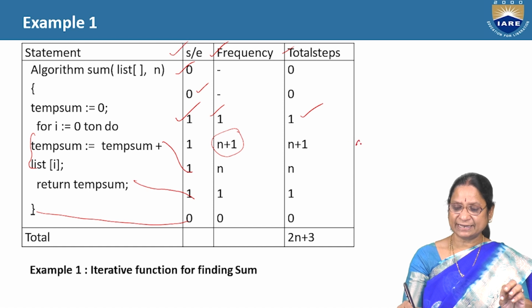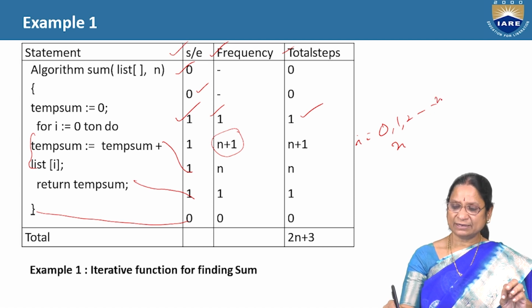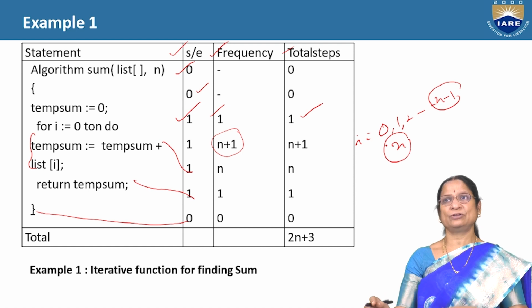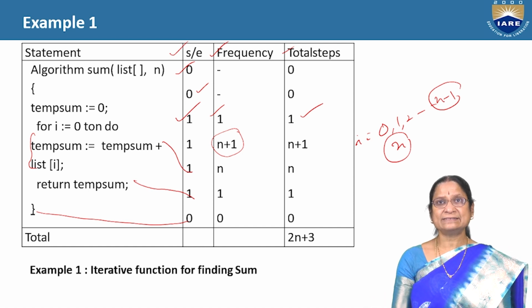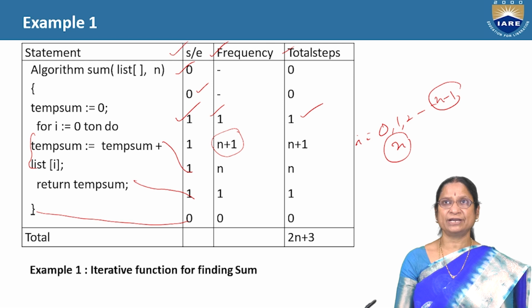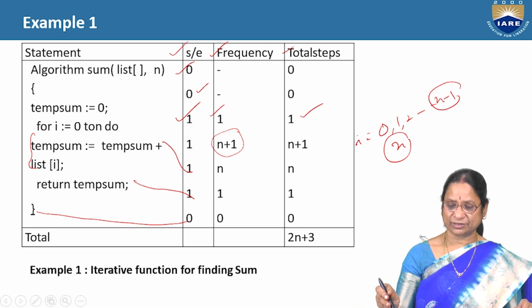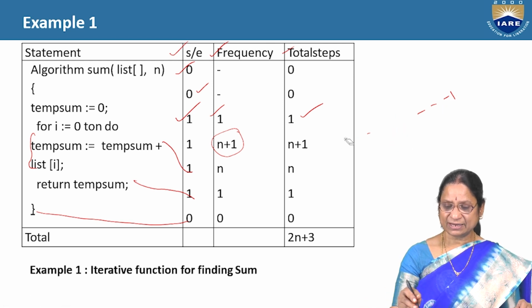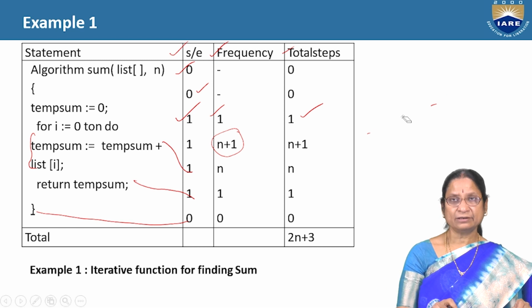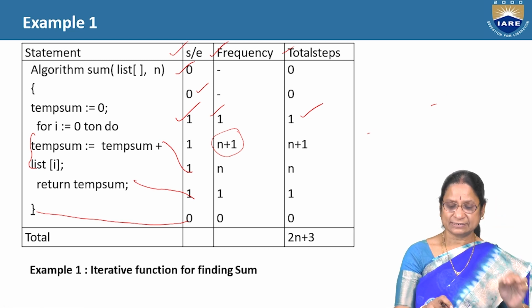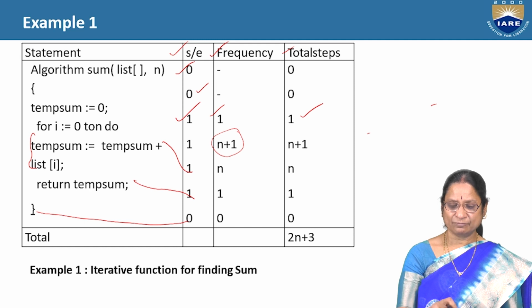Why? Because I takes values 0, 1, 2, etc. up to n. Up to n minus 1, it will execute your loop. When it reaches n, it will come out of the loop. That means the for I is equal to statement gets executed n plus 1 times. So one executable statement, with n plus 1 frequency. By multiplying this, I get this one.